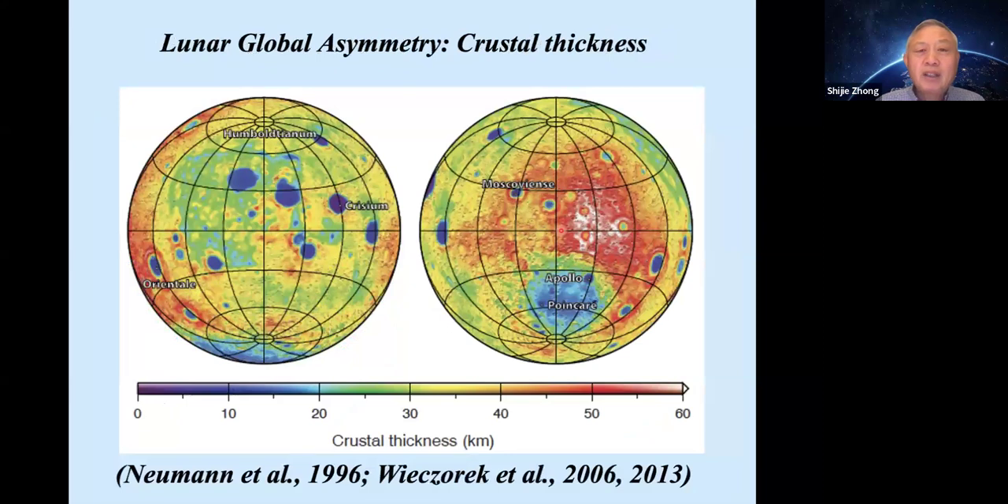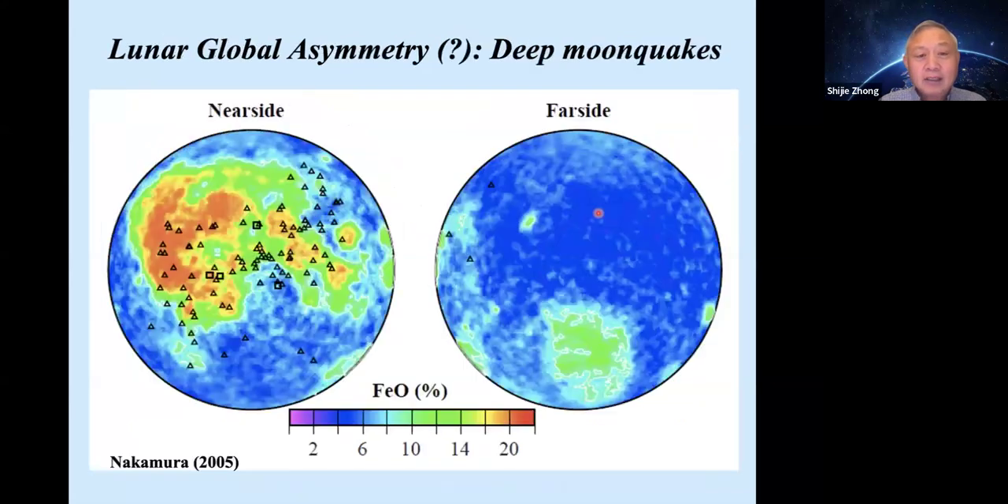Now, if we look at another degree one structure, or global asymmetry, that is the crust thickness, it turns out that on the near side the crust tends to be thinner than the far side.